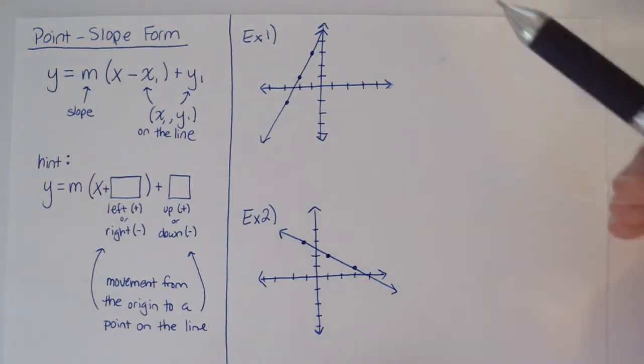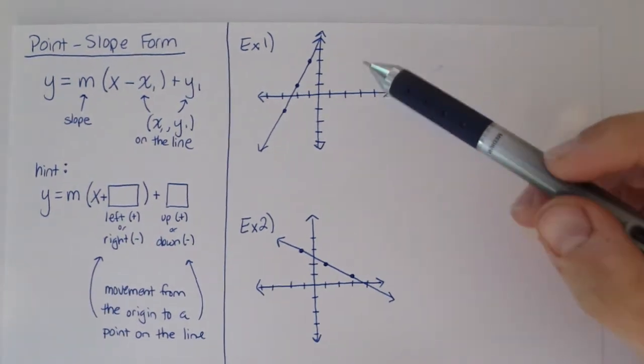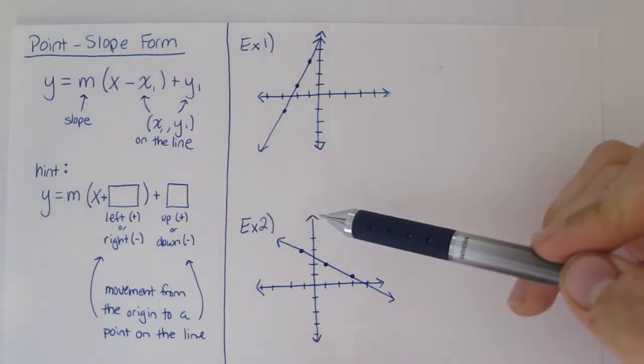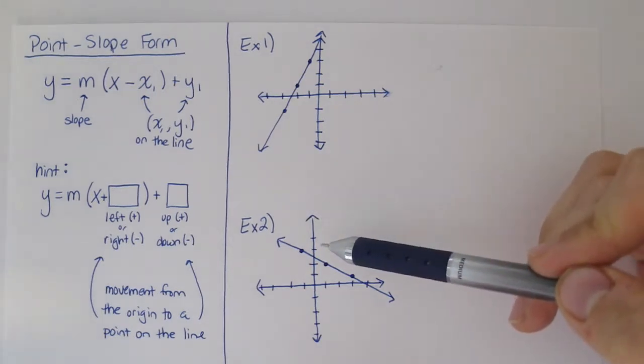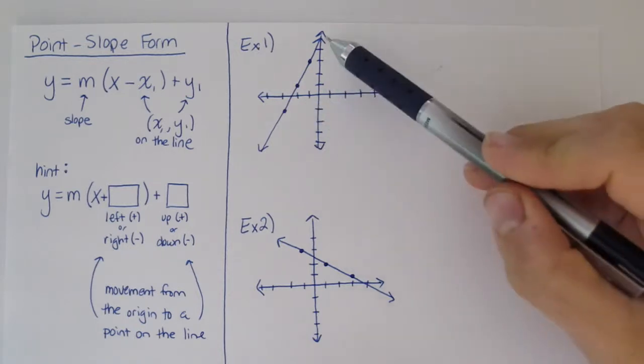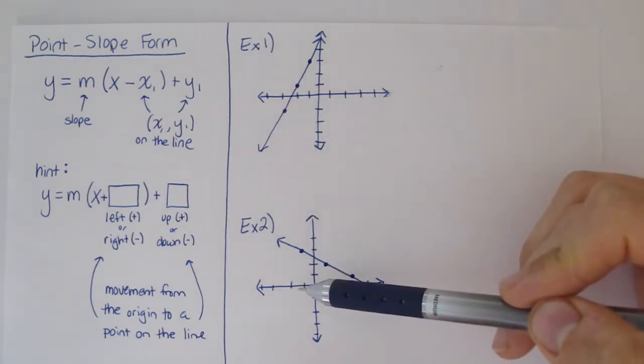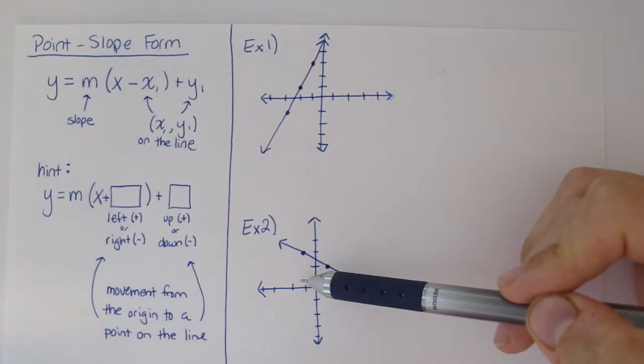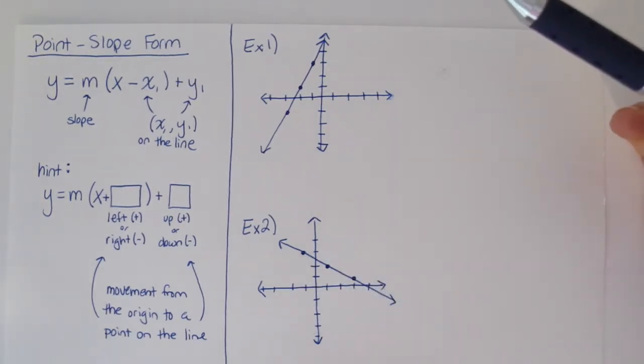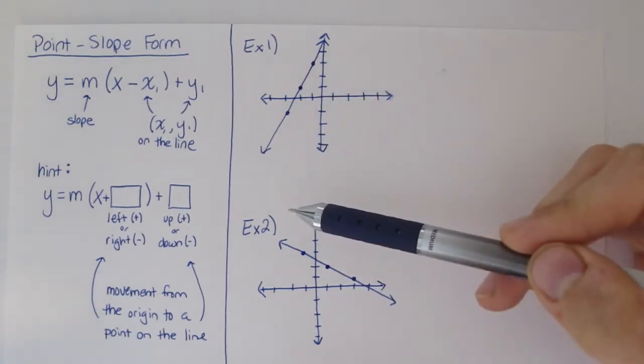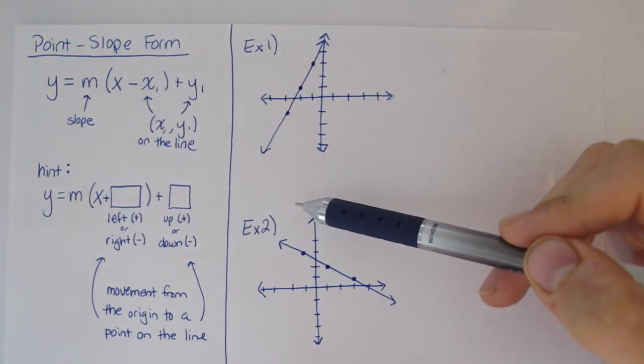So here's our first example. And the funny thing about point-slope form is if I want to write an equation of this line, there are actually infinite different equations that I could write in point-slope form because there are infinite points on the line. With point-slope form, you need to know the slope, and then you just need one point. And that's why we're going to have multiple options for writing equations.